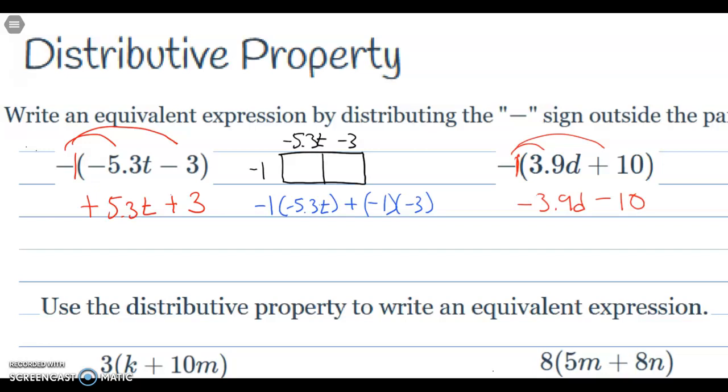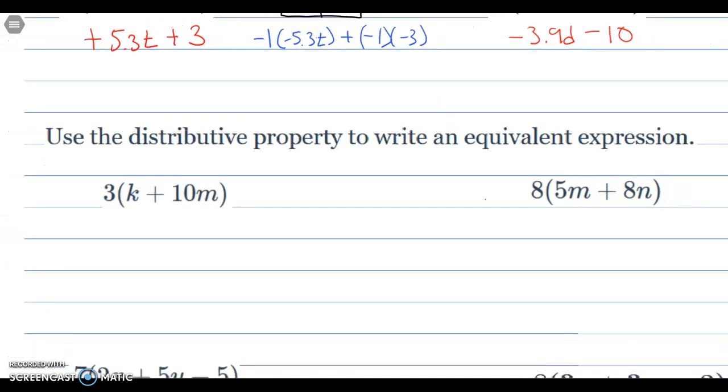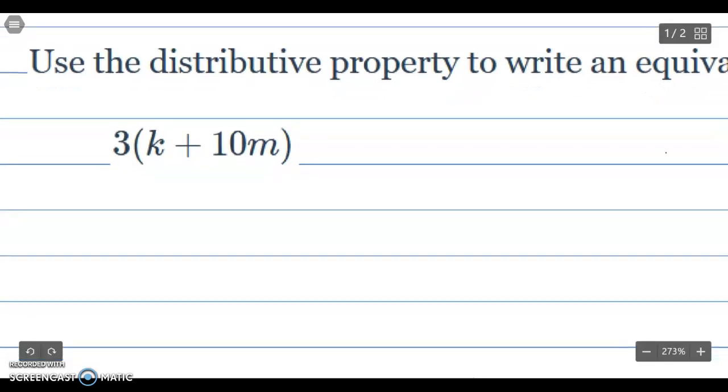All right, let's take a look at some more distributive property. Here it says use the distributive property to write an equivalent expression. So we're going to write an equivalent expression just like we did before. We're just going to distribute, okay? I am going to take this 3 on the outside here and multiply it against the two terms on the inside. Whether it's positive or negative, you also want to do the signs. So it's positive times a positive, which is positive. You don't always have to write the positive sign, but I find it's easier to keep it straight. And then 3 times k, or 3 times this understood 1 in front of the k, is 3k.